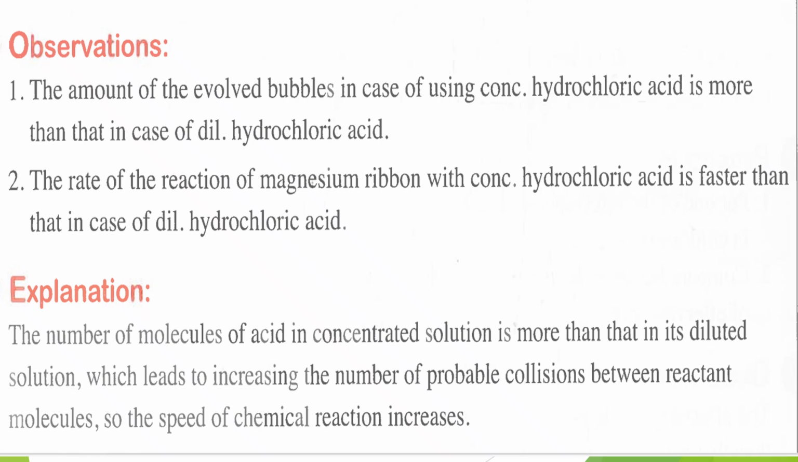So let's make a short summary. The amount of evolved gas while using concentrated acid is more than that in case of hydrochloric acid as diluted acid. When the acid is concentrated, it gives me more hydrogen gas as we have explained before, but when the acid is diluted, it gives a low number of gas bubbles. So the rate of the reaction of magnesium ribbon with concentrated acid is faster than it in case of dilute hydrochloric acid.